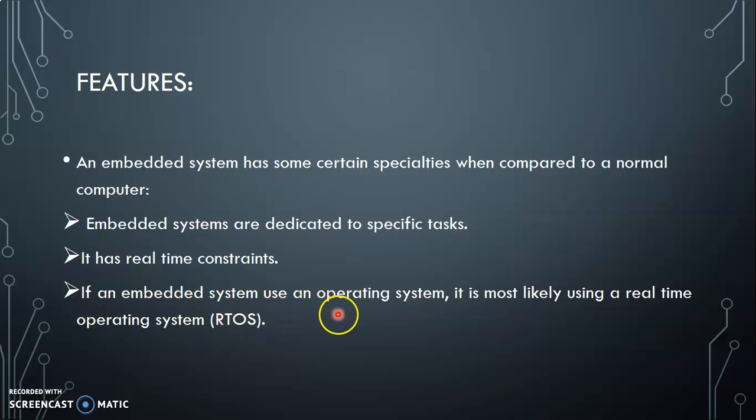If an embedded system uses an operating system, it is most likely using a real-time operating system. This is because the embedded system is subjected to time constraints. That's why it is using a real-time operating system. In computers and all, we are using a general-purpose operating system.